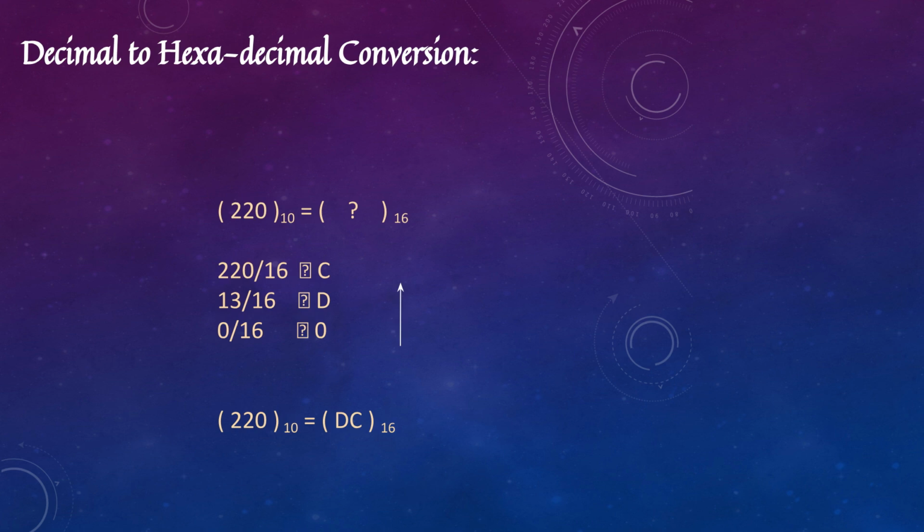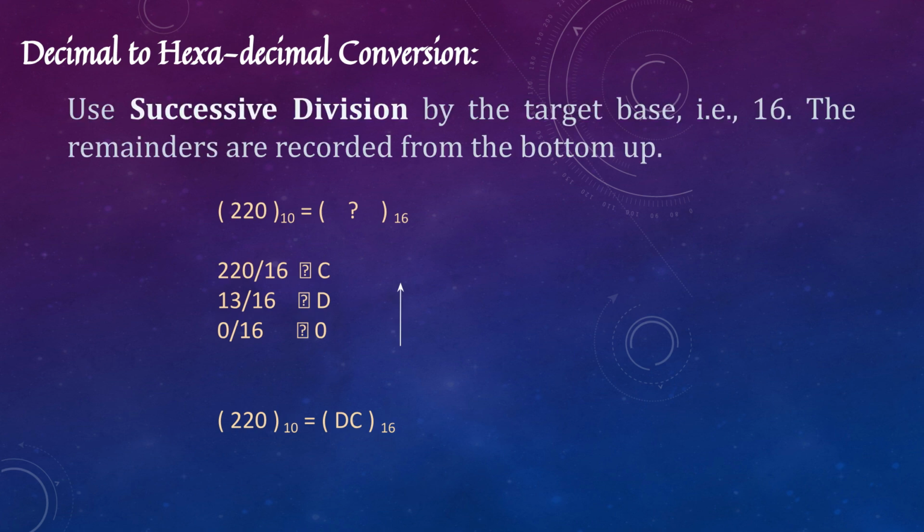For decimal to hexadecimal conversion, use successive division by the target base, 16. Record the remainders, which are represented by hexadecimal symbols. Converting 220 base 10 gives DC base 16.